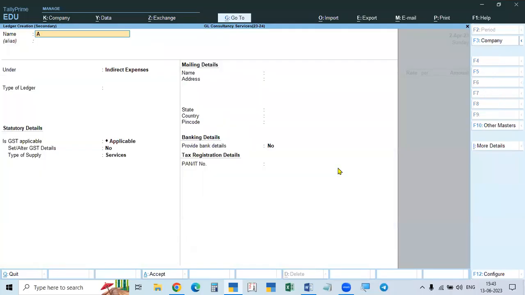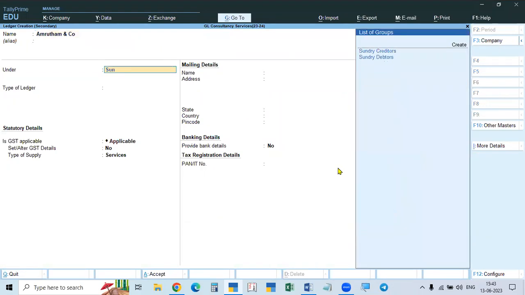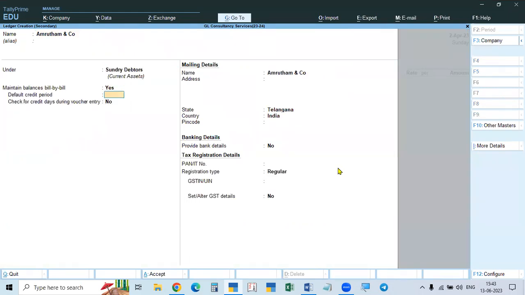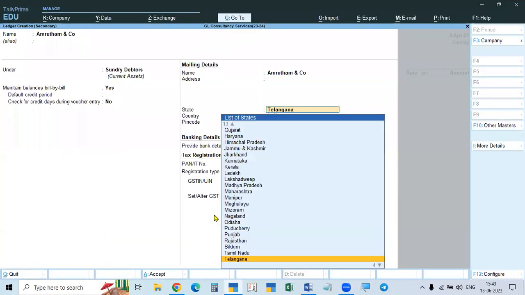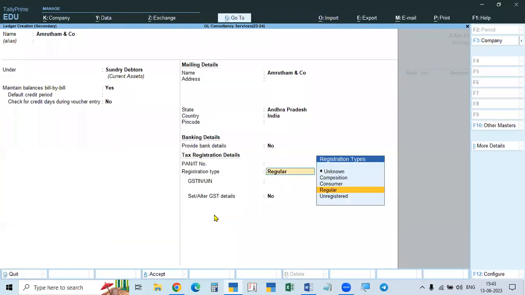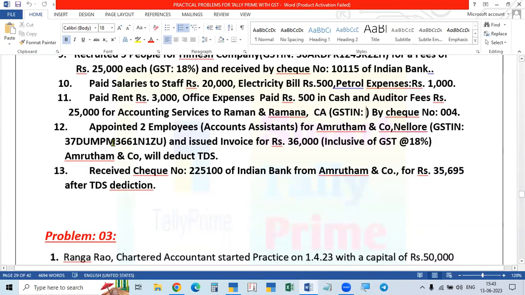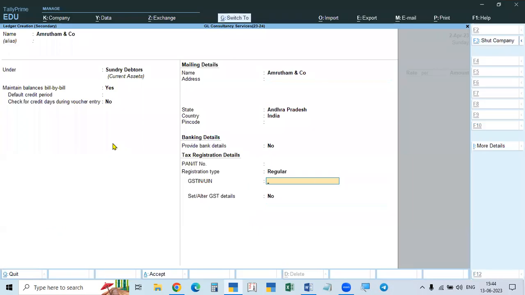Amrutam and Co is not there. It's a sundry debtor. We are selling to a sundry debtor. And what is that? Place is 37. So it is in Nellore. So 37, take it as Andhra Pradesh, and give the number. Just keep the cursor, double click, and the exact number will be copied. So paste the copied number here. Over.